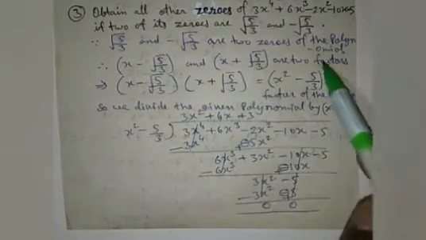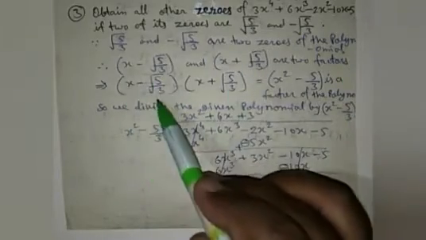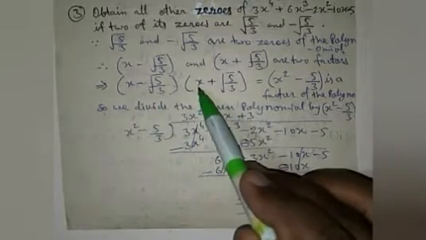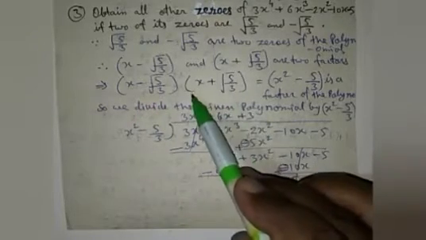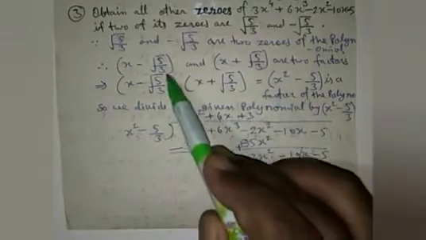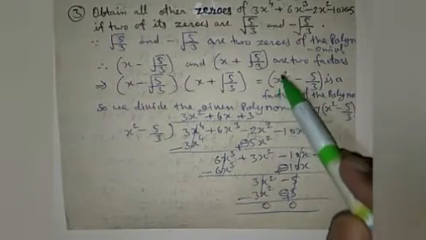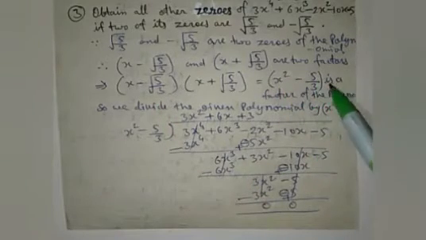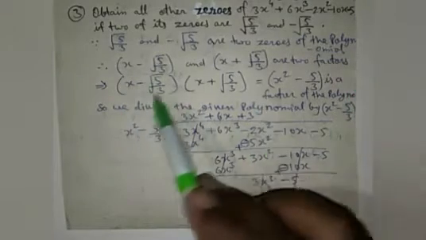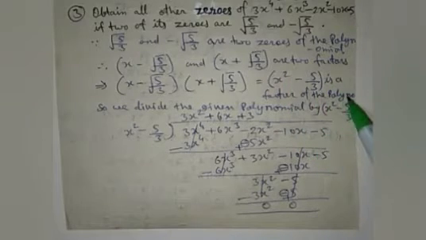Since these are two factors of the polynomial, here we will multiply these two, x minus root 5 by 3 into x plus root 5 by 3. Here x minus a into x plus a is equal to x square minus a square. So it will be equal to x square minus root 5 by 3 whole square, which gives 5 by 3. So here x square minus 5 by 3 is a factor of the given polynomial. Two factors are merged into one factor.